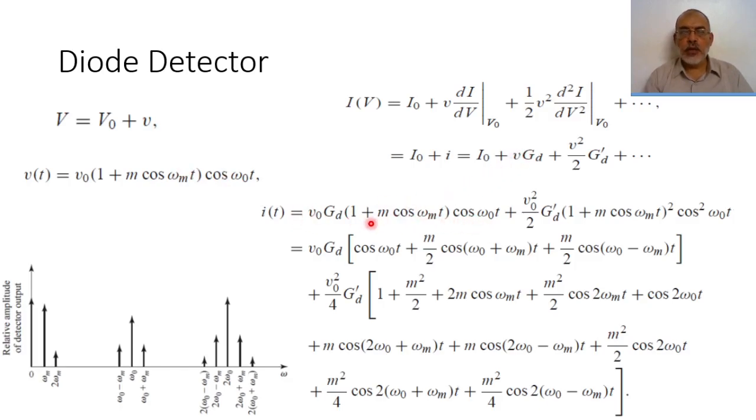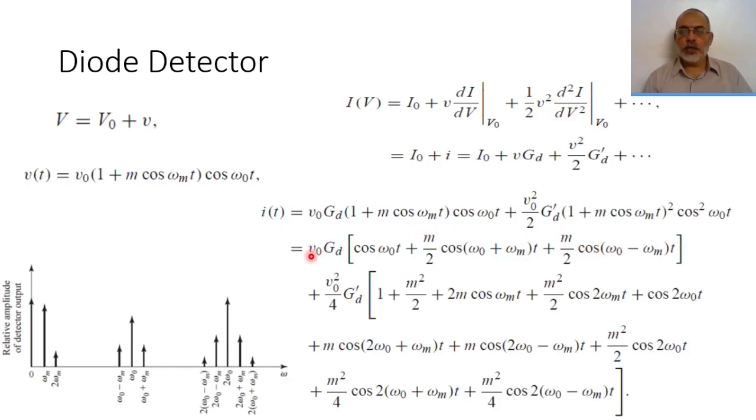The second term would be the square of this value, so it would be V naught squared over 2 multiplied by g_d dash multiplied by this bracket, 1 plus m cosine omega_m t, to the power 2, multiplied by cosine squared omega naught t. Now we are going to simplify this square term, and also we are going to simplify this term.